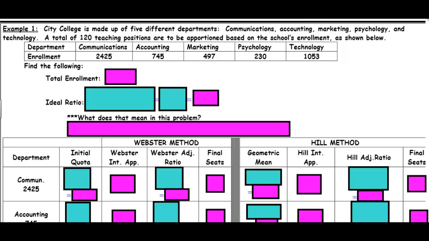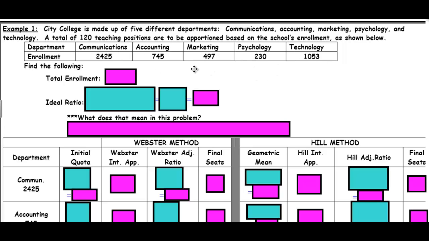Alright, so we have City College, which is made up of 5 different departments: communications, accounting, marketing, psychology, and technology. A total of 120 teaching positions are to be apportioned based on the school's enrollment. Basically, guys, here are my class sizes.